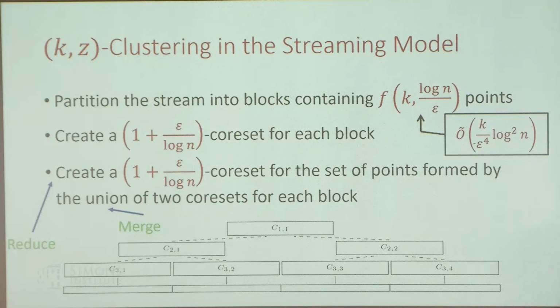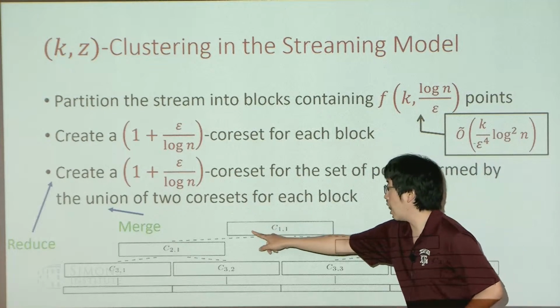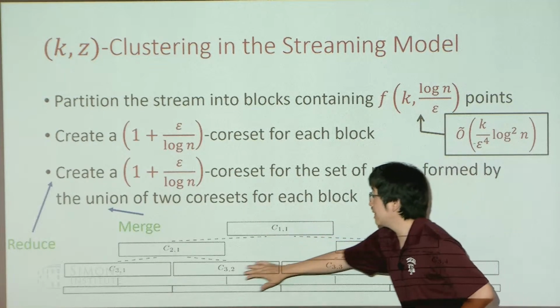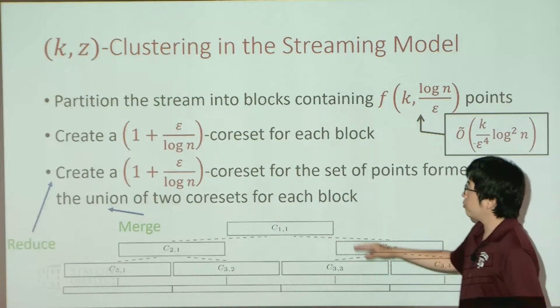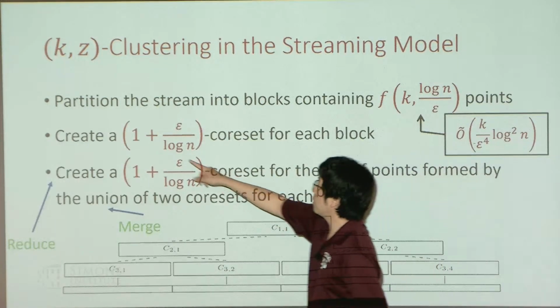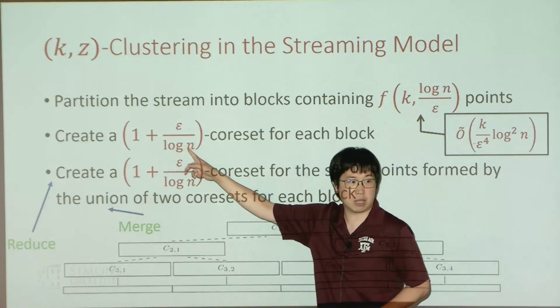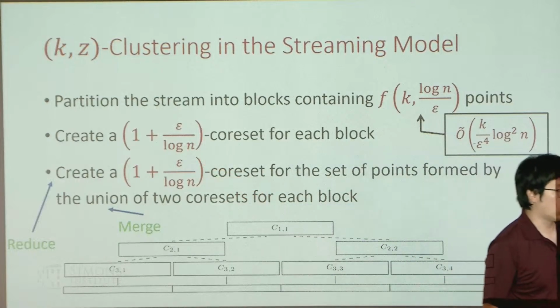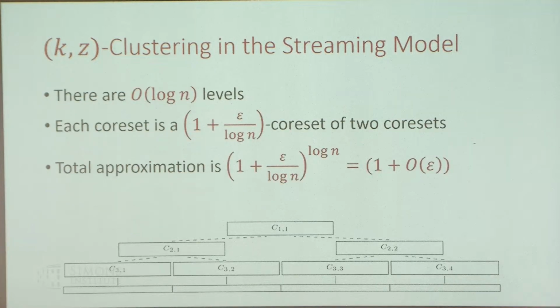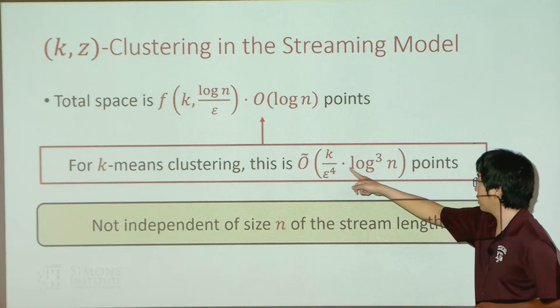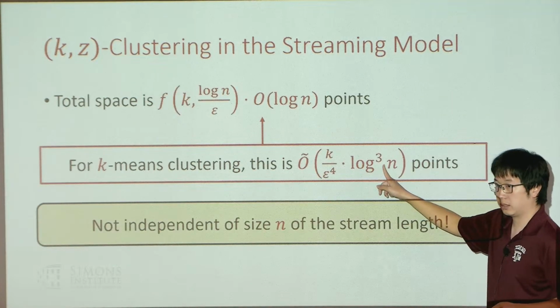And so if you want 1 plus epsilon approximation at the top, at the root of the tree, which represents the entire stream, well, the height of the tree would be like log n. And so you need roughly 1 plus epsilon over log n approximation for each of these core sets. And that means that the number of points that you'll be keeping is roughly k over epsilon to the 4th times log cubed n.